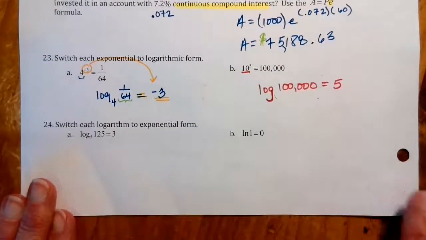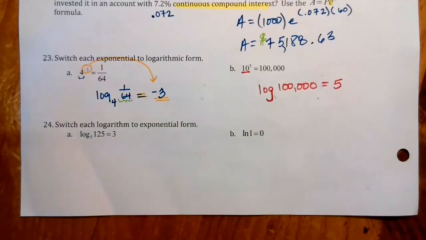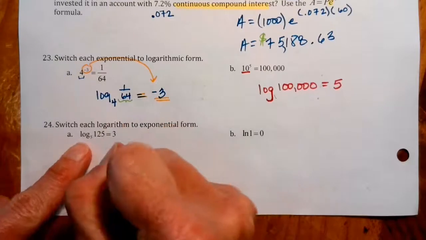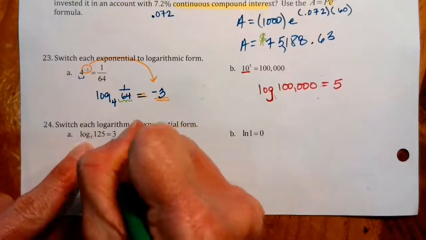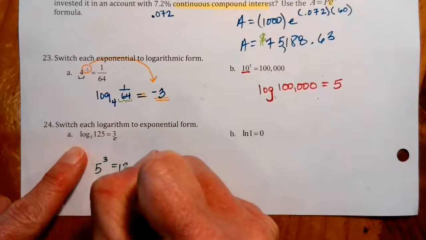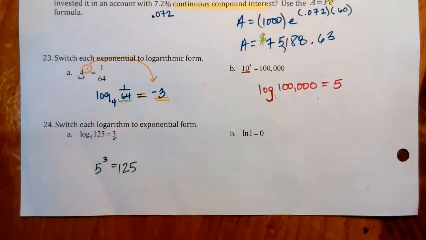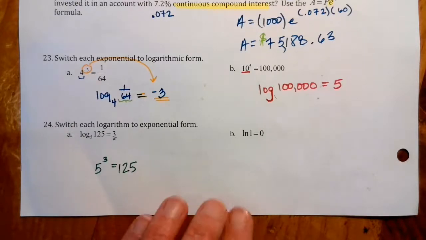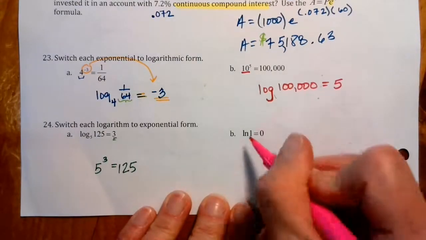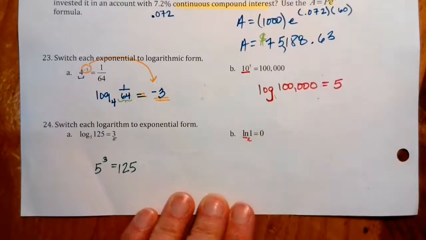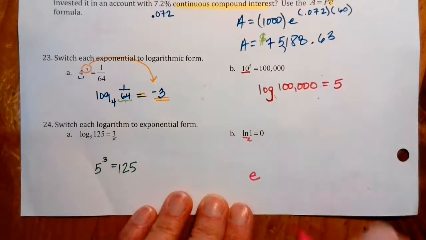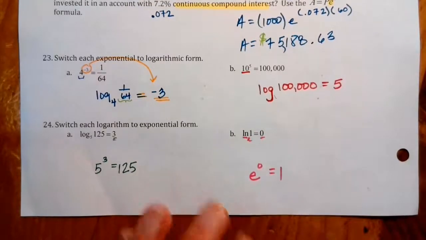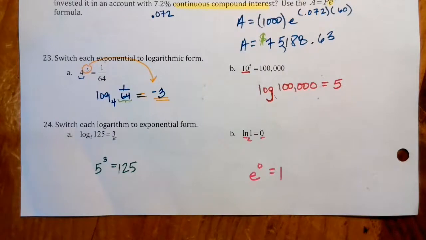All right, now we're going to think backwards. We're given the log, and we need to rewrite it as an exponent. So I start with my base, and I know that's raised to the third power, and then that is the value in the output position of the exponential output. Maybe we'll start calling it the exponential output. Of course, when I see the ln, I know that has e as a base, and my exponent is 0, and anything to the 0 power is 1.